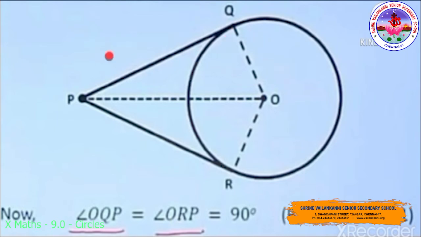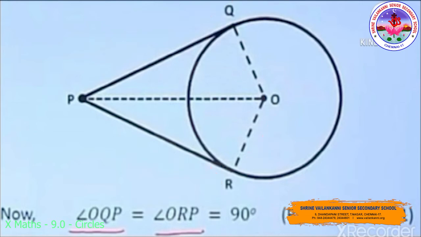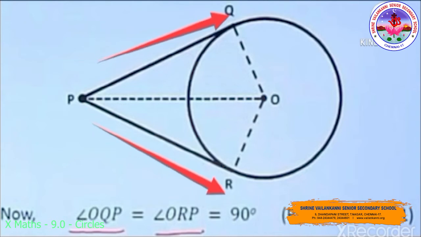So here we have two tangents PQ and PR, where PQ is perpendicular to the radius OQ through the point Q. Similarly, tangent PR is perpendicular to the radius OR. So I got two right angle triangles OQP and ORP. Using these two right angle triangles, I am going to prove the length of the tangent PR is equal to PQ through congruence. So I am writing here angle OQP is equal to angle ORP is equal to 90 degrees.